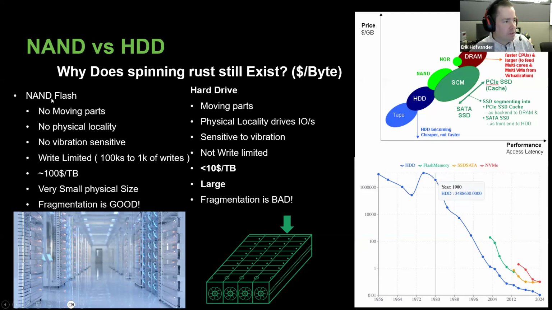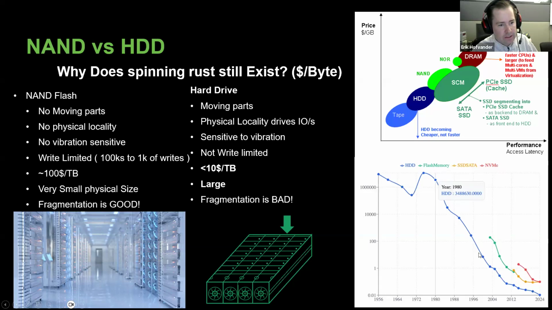But we have huge benefits, obviously, in NAND. No moving parts, there's no physical locality, and it's not vibration sensitive. Fragmentation here, in other words, if I have data spread out all over the chip, that's a very good thing. On the hard drive, we have moving parts. It's very sensitive to vibration. However, it's much, much cheaper. Generally about 10 times cheaper than flash, but fragmentation is now very, very bad.